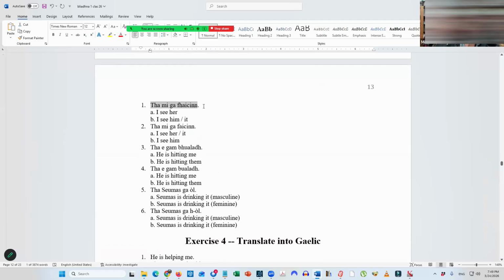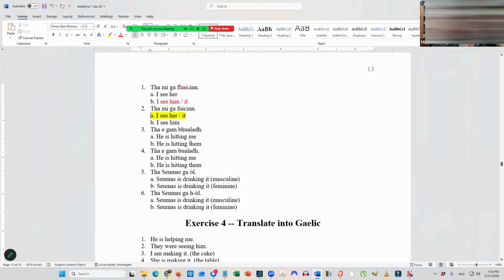So "Kami gum fechen," would that be "I see her" or "I see him"? It would be "I see him," or it, masculine, because it's leniting. We have the lenition there. "Hami ga fechen" would be "I see her," because it's not lenited. Yeah, because we have no lenition.